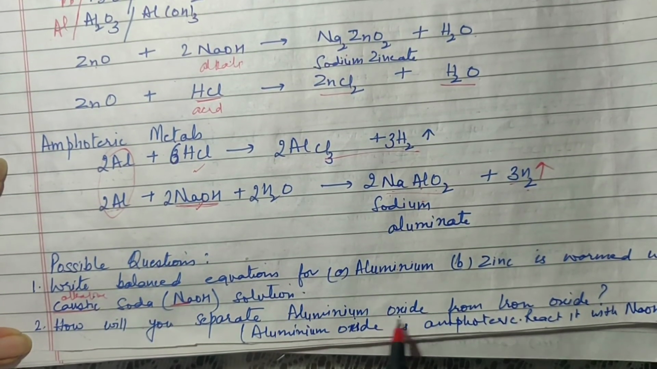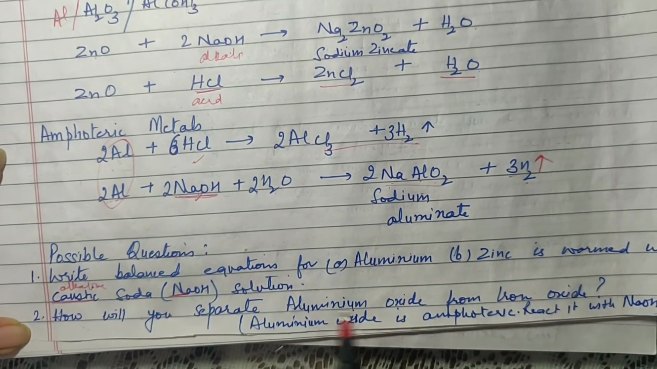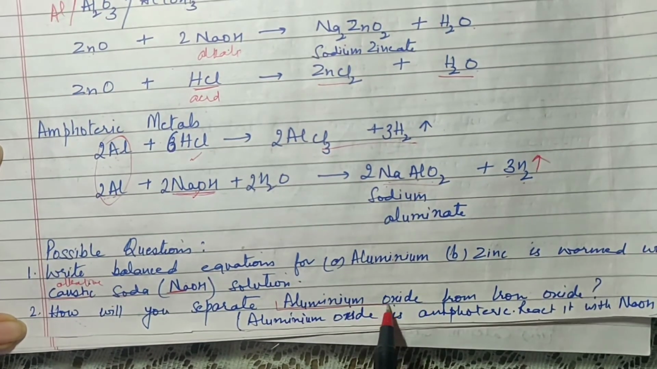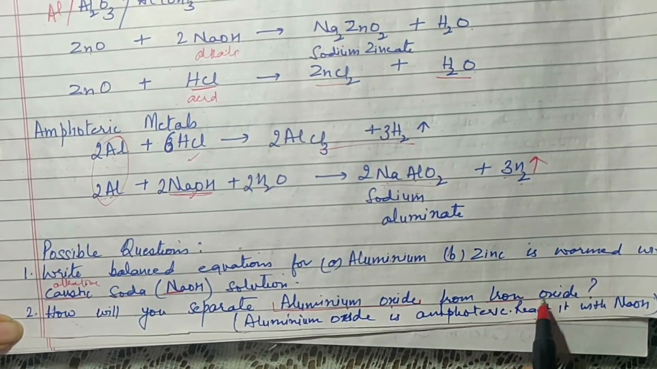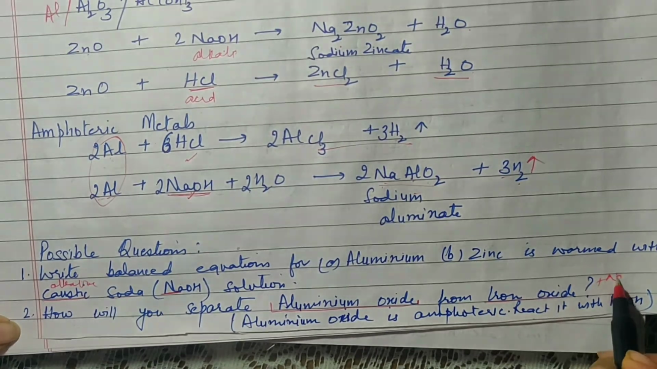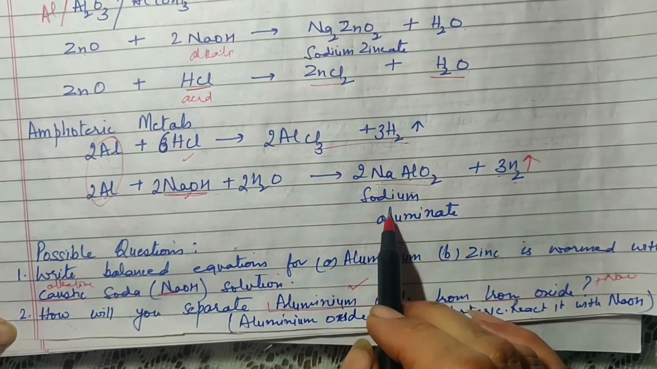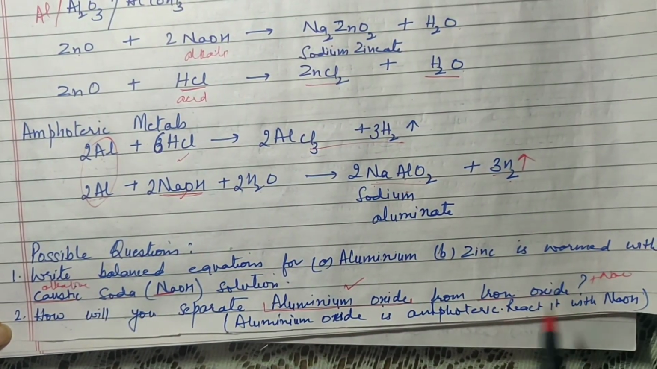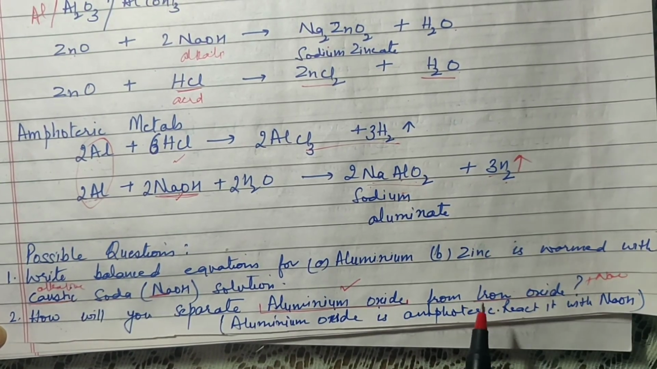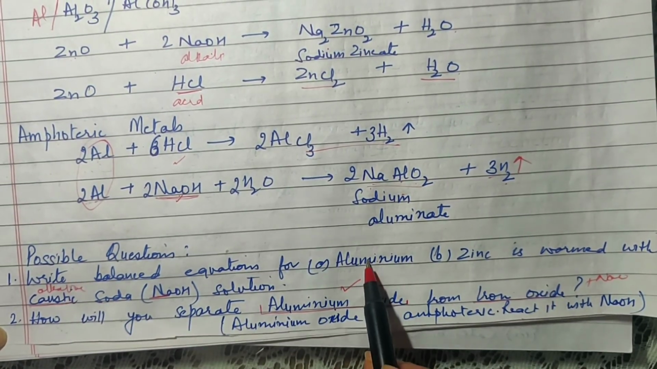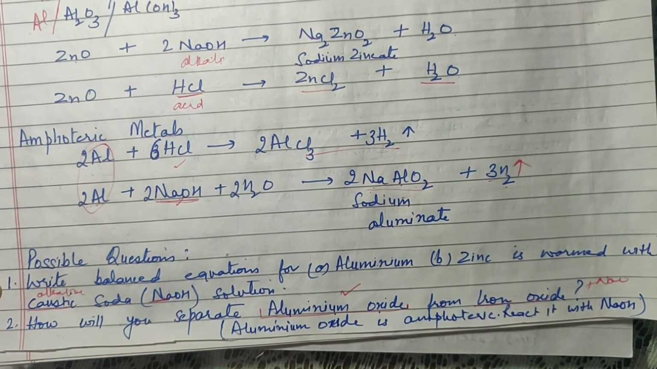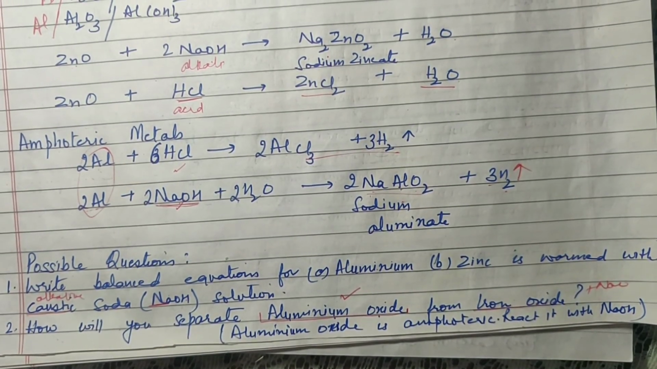How will you separate aluminium oxide from iron oxide? Now out of these, aluminium oxide is an amphoteric oxide. This one is not. So you react with NaOH. This one will react and form sodium aluminate. This one will not react. So this is how you separate the two. So you can write the balanced reaction with aluminium and zinc also. And well, this is all we had in analytical chemistry.